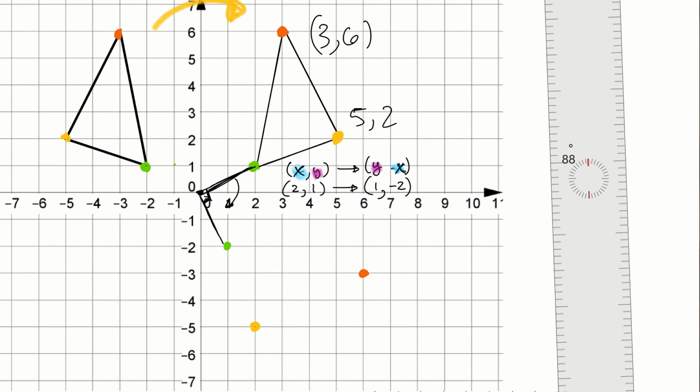Looks like class is starting soon, so I will not use the ruler. I'll just go ahead and sketch.